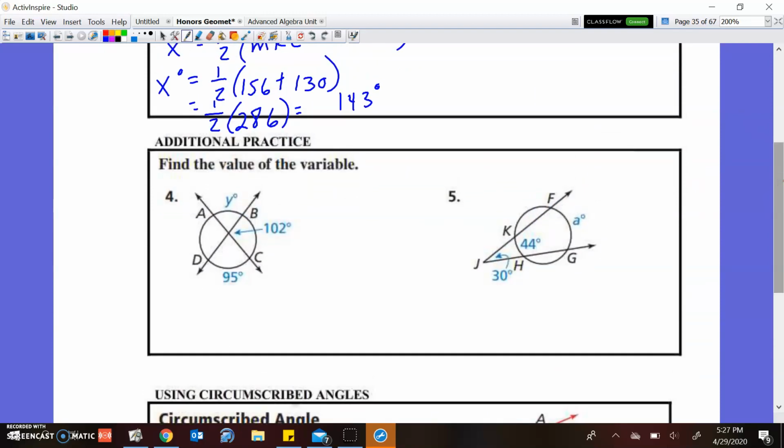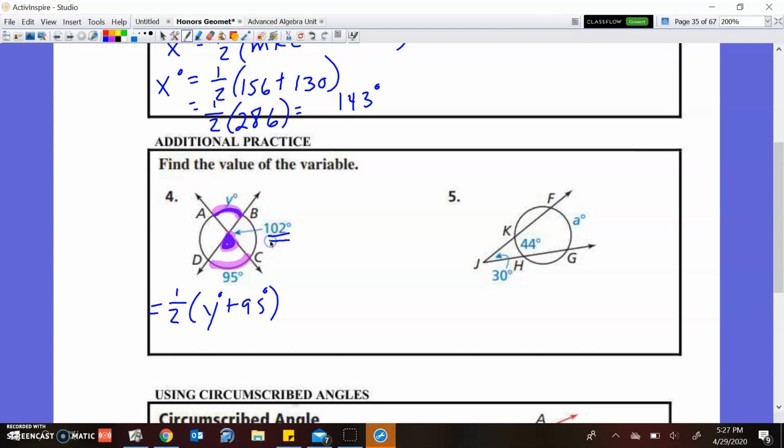Here they want us to find the value of the variable, same idea, so they want this one. So what I know is that I can say that y degrees plus 95 degrees, if I take half of that, that should equal this angle right here. Well, they don't give me that angle directly. I know that this angle is equal to half of the two arcs that it intercepts. So this and this, half of the sum of those. Since they don't give me this angle, I will look to see is there enough info to figure it out. And actually there is.